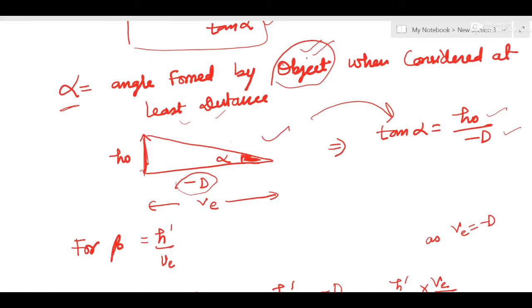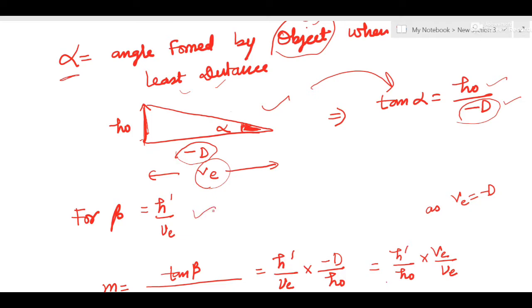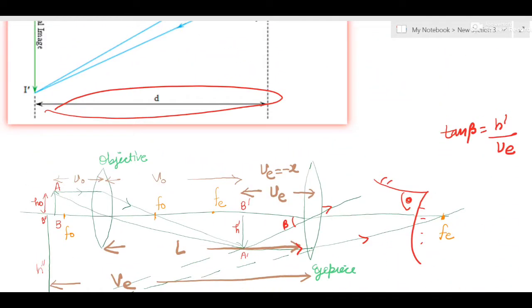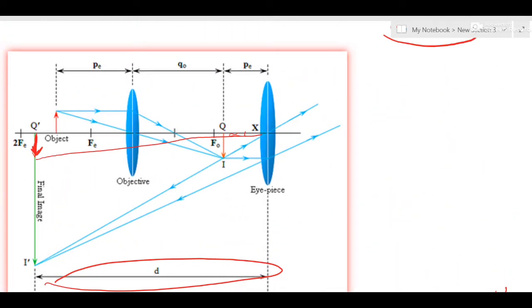So just be ready and be clear that this minus d can anytime be written as VE in this case, because the final image is formed by the eyepiece, so it is VE. Okay, for beta you have to go back to the diagram and see what is beta. So I am erasing this. What is beta? Beta is the angle formed by the image. That is what we have written as numerator. It is the angle formed by the image when considered at least distance. So the image is at least distance, so directly this angle is beta.